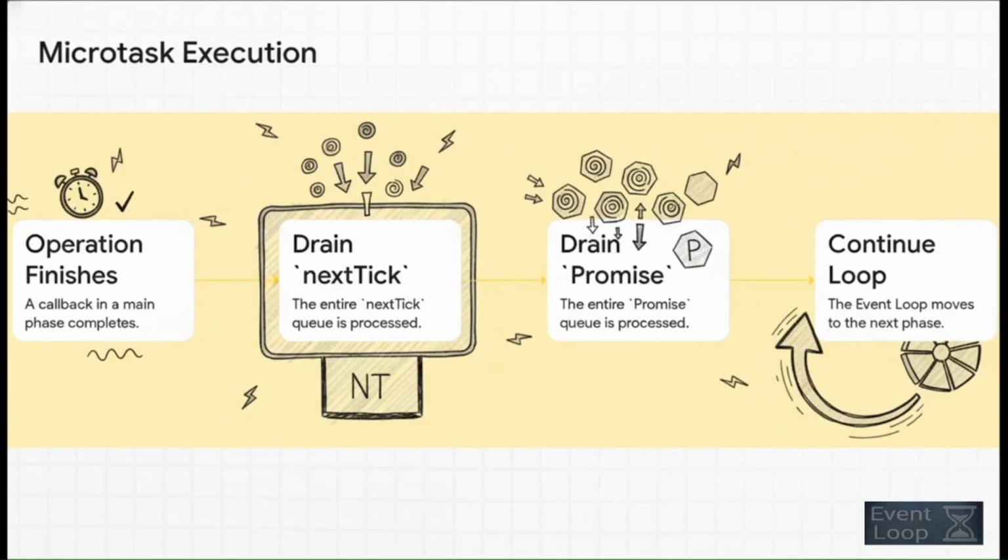Here is the absolute most important rule to remember. After any single task finishes in one of those main steps, but before the loop can move to the next step, Node just stops everything and checks for microtasks. First, it will run every single thing in the nextTick line until it's empty. Then it will run every single thing in the promise line until it's empty. Only after all of that is done is the event loop allowed to move on.